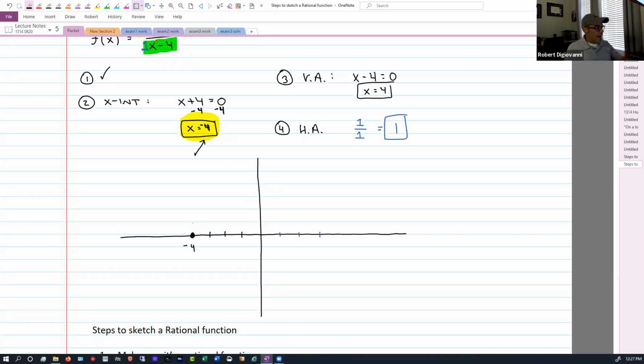The next thing I have is a vertical asymptote of +4. So now what I'm going to do, and I said I was going to draw my function in blue, so I've got to erase that dot and make it blue.